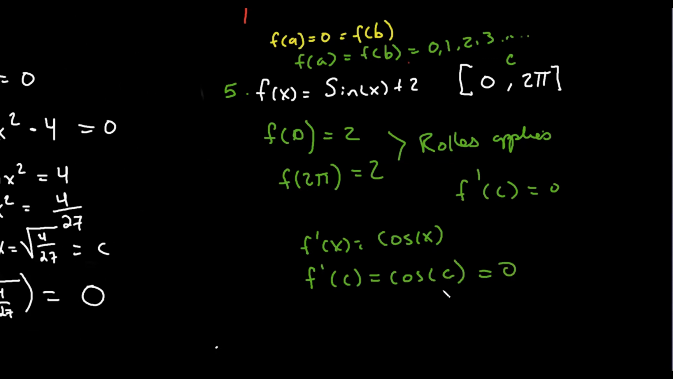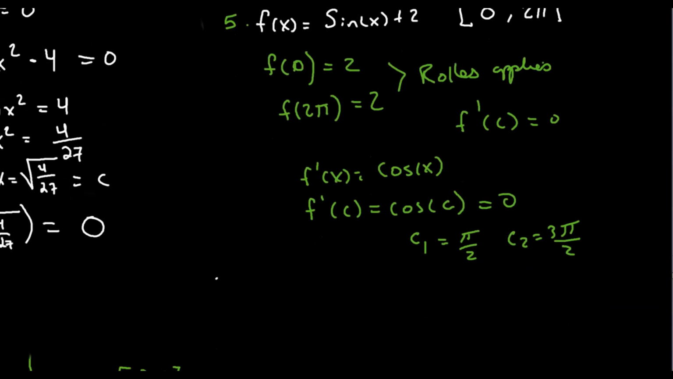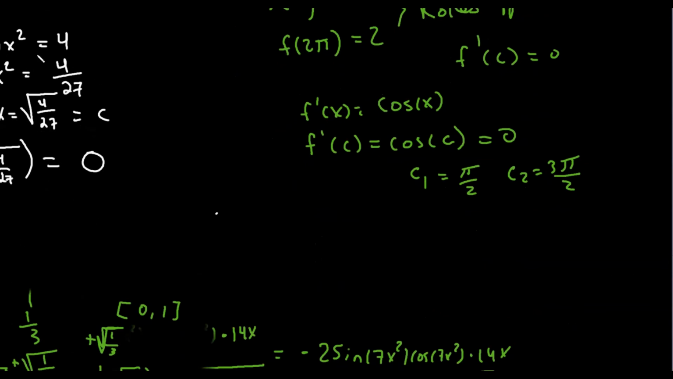We have a cosine here, so we know that on the unit circle there must be 2 solutions. c1 is pi over 2, one solution, and c2 is 3 pi by 2. We check if both of these are in our interval, which they are. So there exist 2 points where there's a horizontal derivative, horizontal slope.